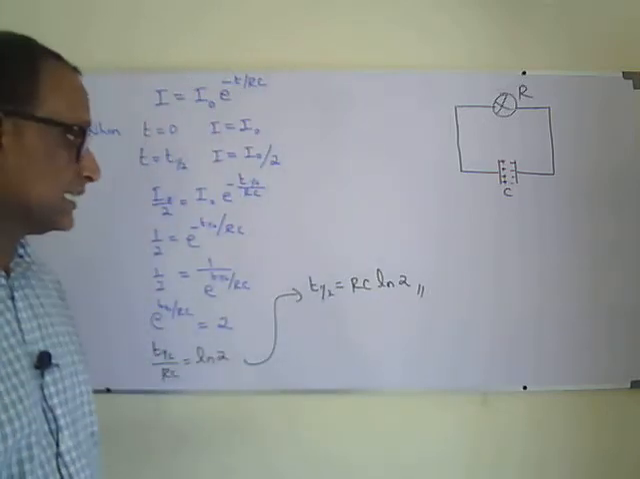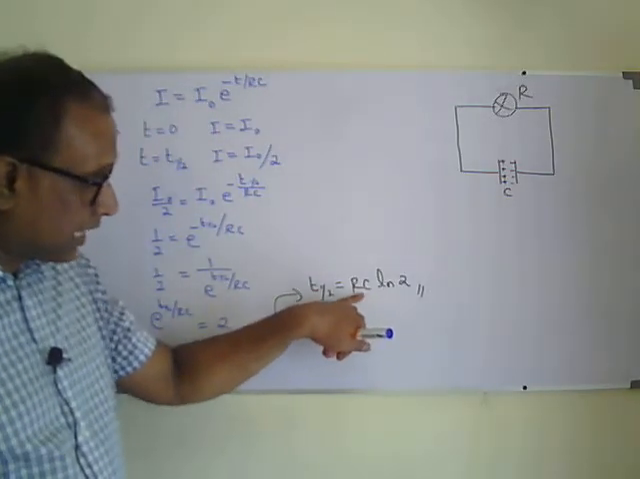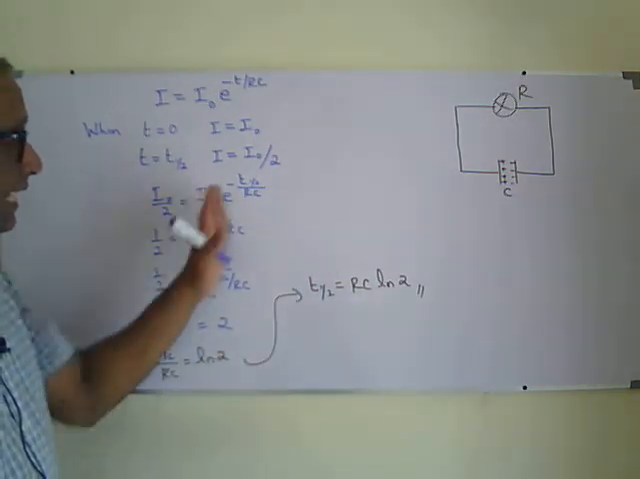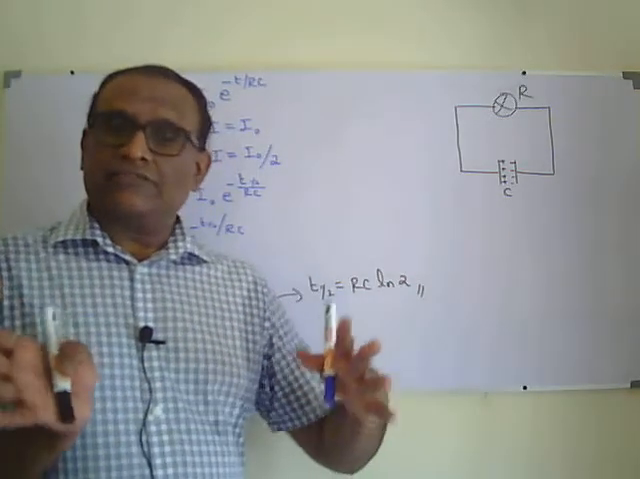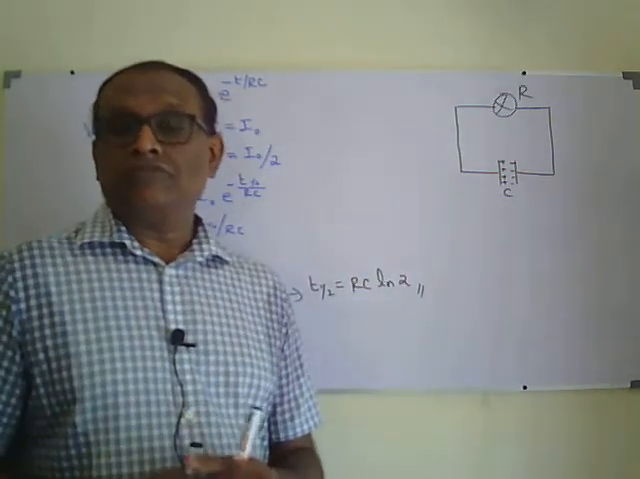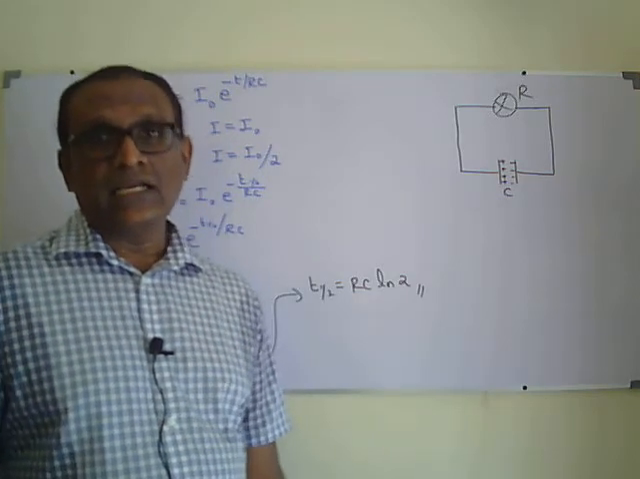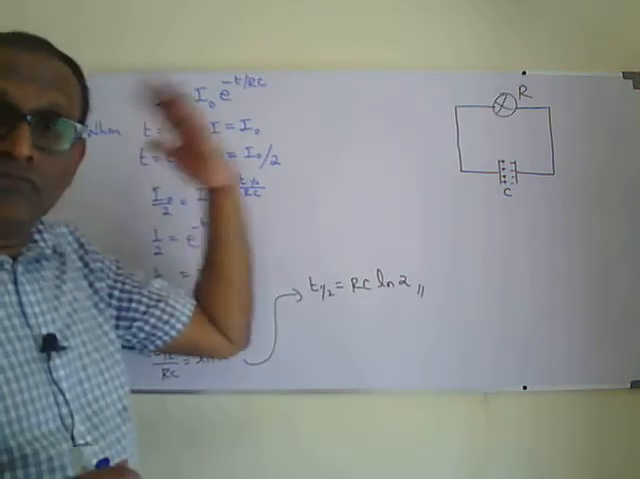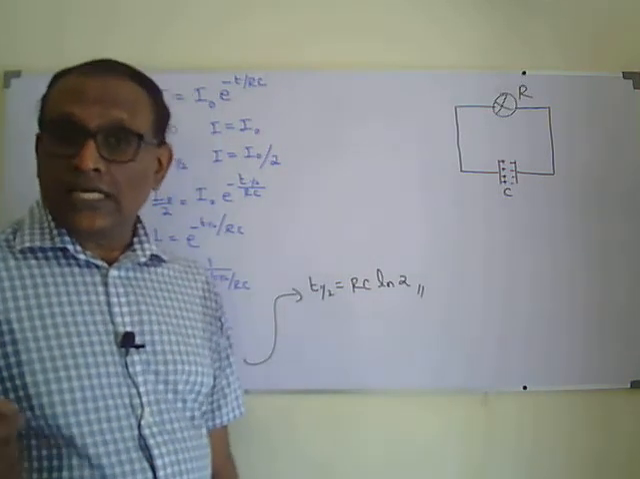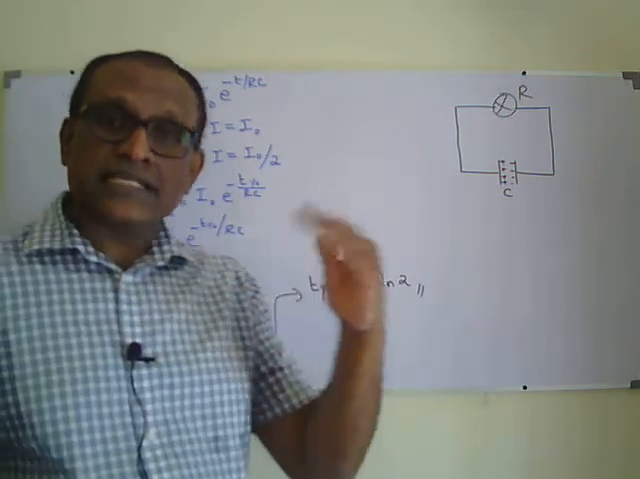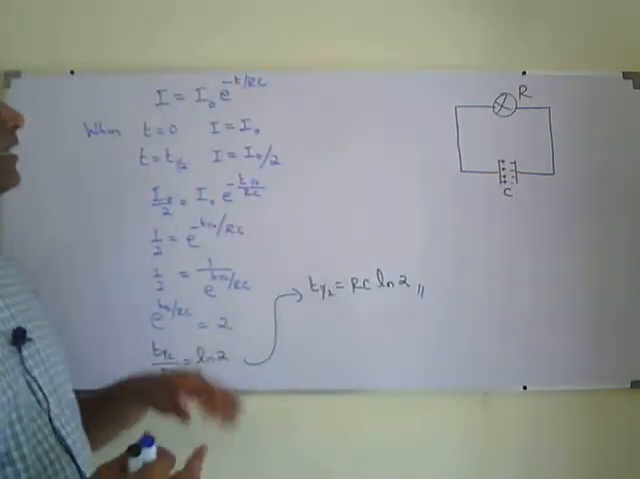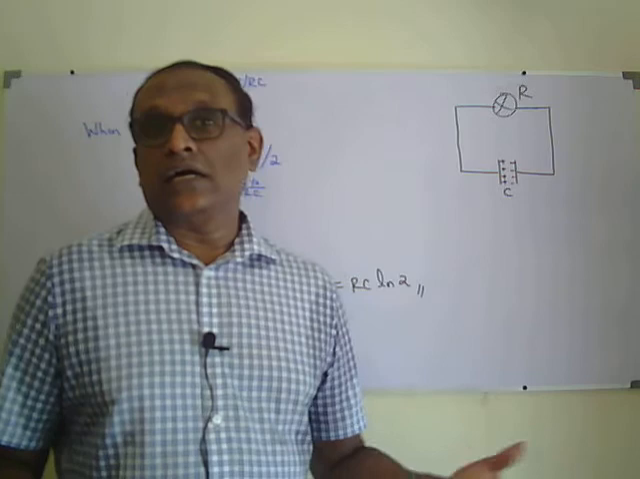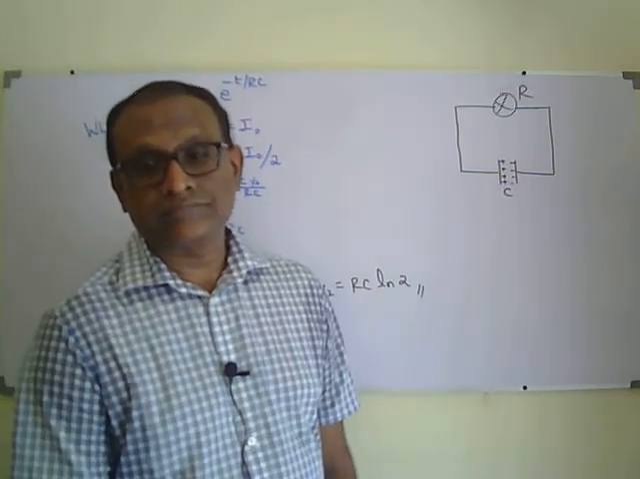Okay, so this is the half-life of the charging circuit. The half-life of the charging circuit depends on the time constant. RC is the time constant, and ln 2 is a number. In the same way, with the same method, I can get the half-life of the discharging circuit. For that I can use any one of them: current, voltage across the capacitor, or charge of the capacitor. All three factors decrease exponentially, so I can take one of them and derive the same expression for the half-life of the discharging circuit.